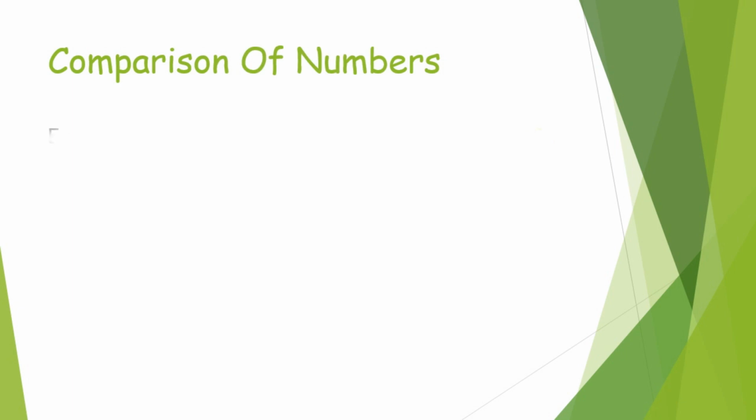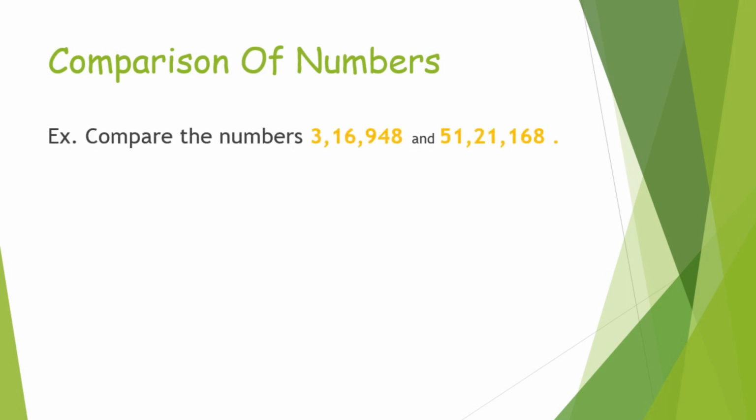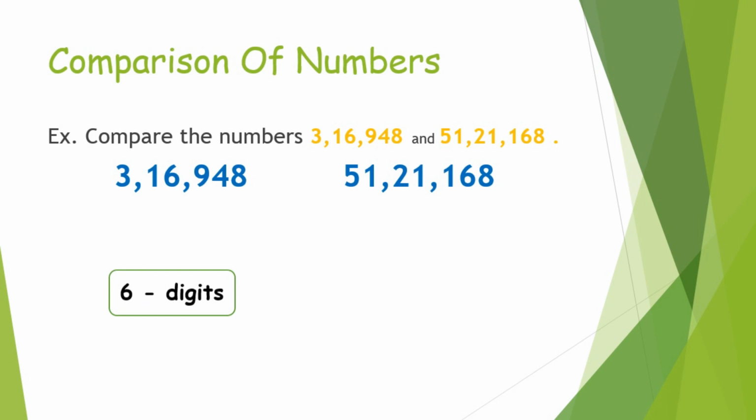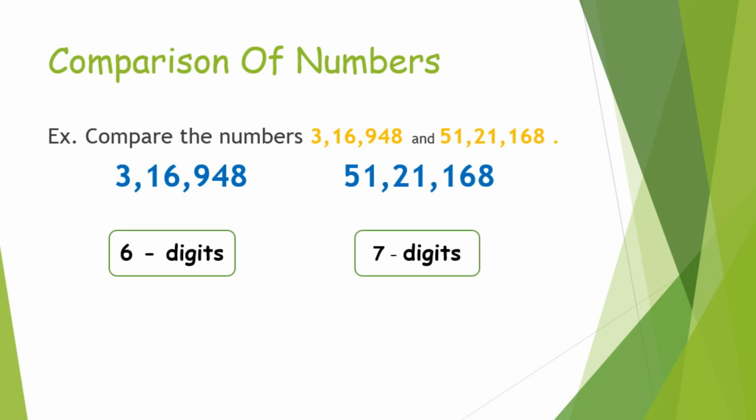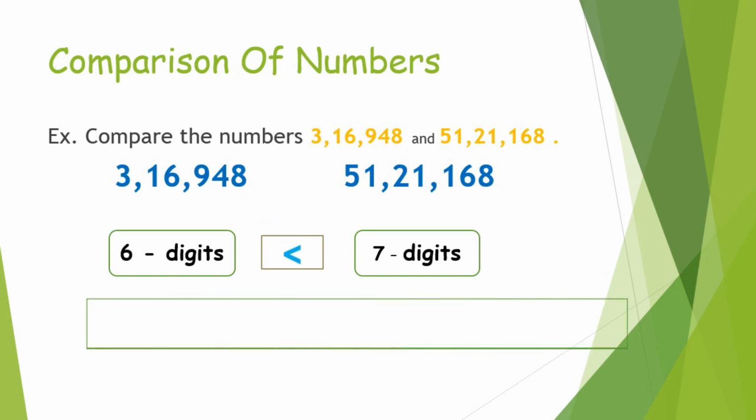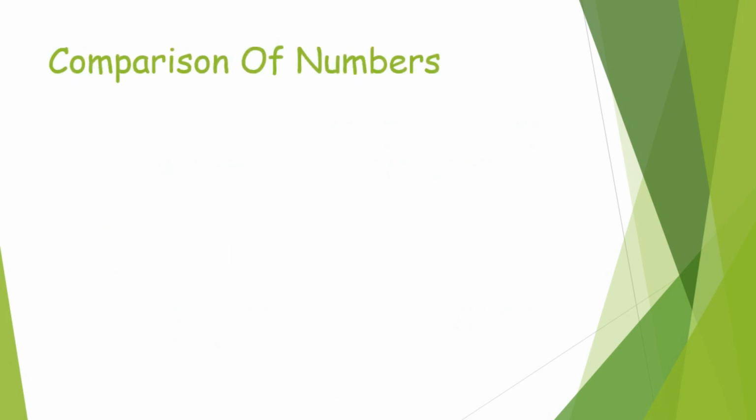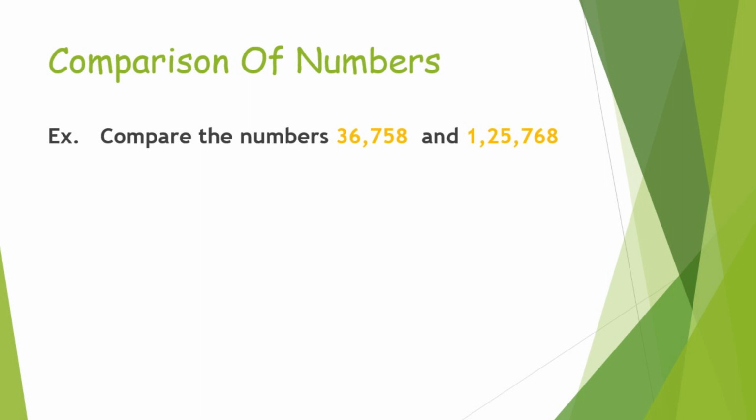And second example, compare the numbers 3,16,948 and 51,21,168. So first we'll count the number of digits in each number. First number is having 6 digits and second number is having 7 digits, and we know that 7 is greater than 6. So the number with a greater number of digits is the greater number. That's why 3,16,948 is less than 51,21,168. Easy.